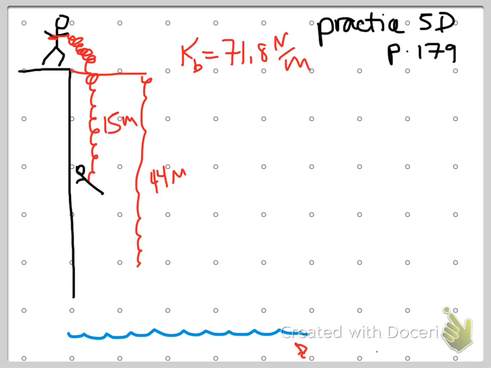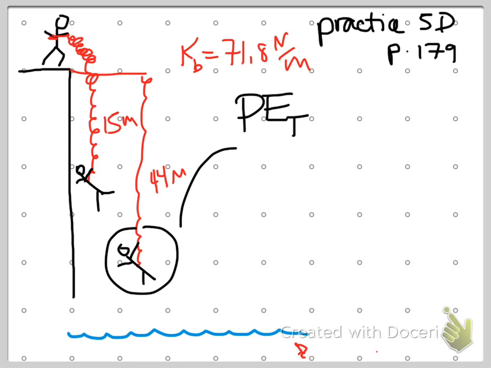So our little stunt person is going to be there. What we want to know is the potential energy total here, PET, potential energy total, which is the sum of your PEE and your PEG. So let's handle the elastic potential energy first, okay? Because we just learned that, it's fresh, so let's do that.